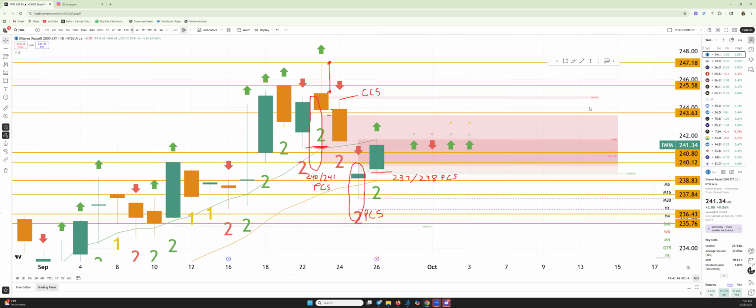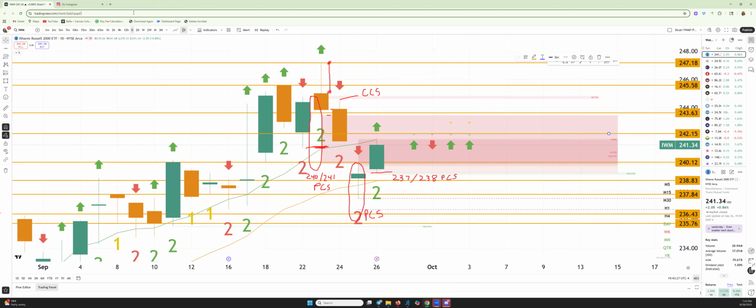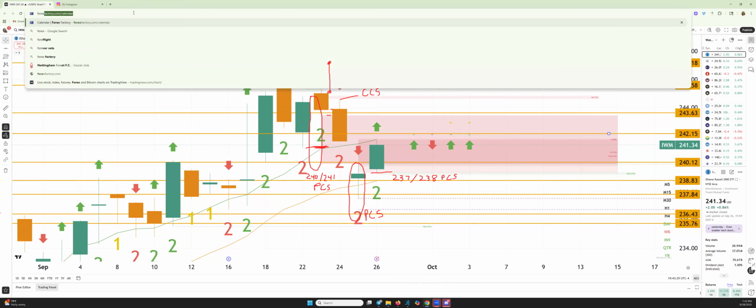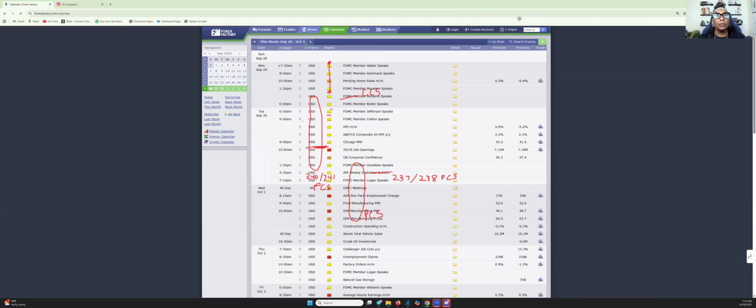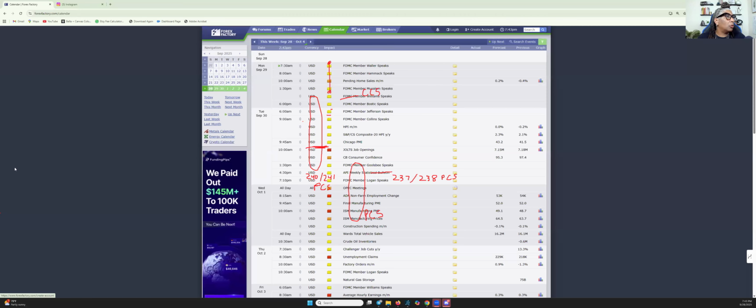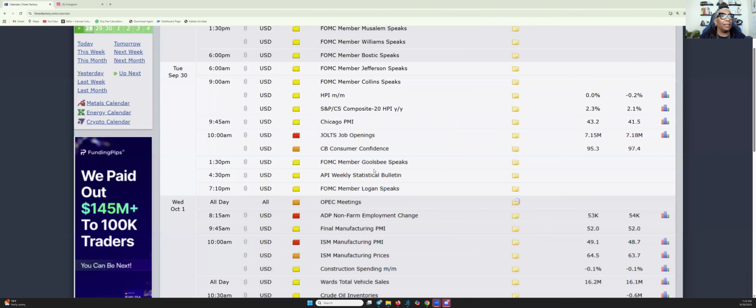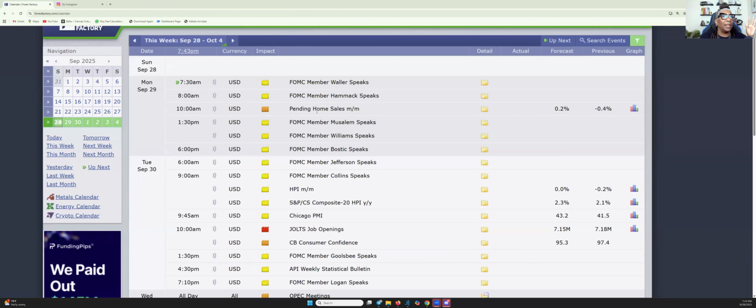Have we already gone over any calendar events that we should be mindful of this week? We went over them on the call earlier, but let's hit them again. The only thing I saw, we got a couple of 10 o'clock data points this week. So Monday, nothing really happening there. Pending home sales, 10 o'clock on Monday.